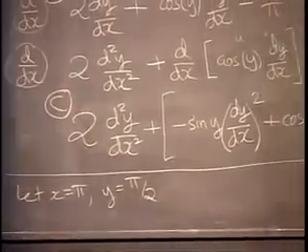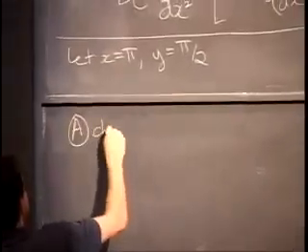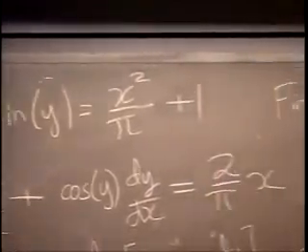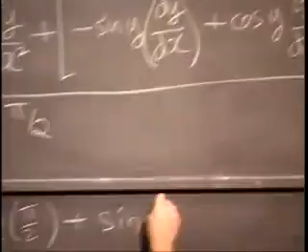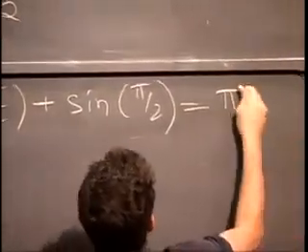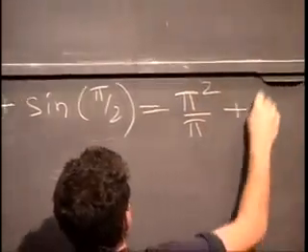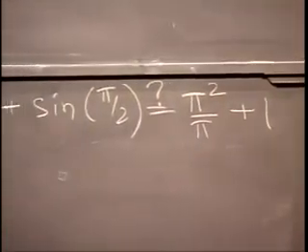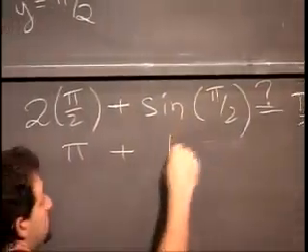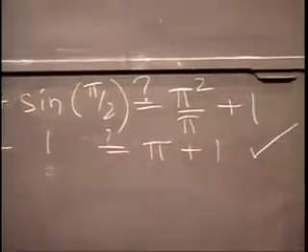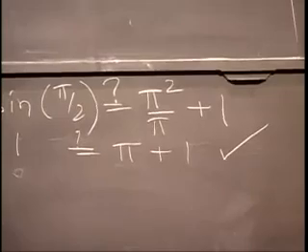Let's just plug this into A. This is actually just a check that this point is on the curve. We'll have 2y, which is 2 pi over 2, plus sine pi over 2, equals x squared, that's pi squared over pi, plus 1. Let's just put a question mark because we don't know if that's true. The left-hand side is pi. Sine pi over 2 is 1. And that is indeed pi plus 1. Yes. So the reality check: the point lies on the curve.